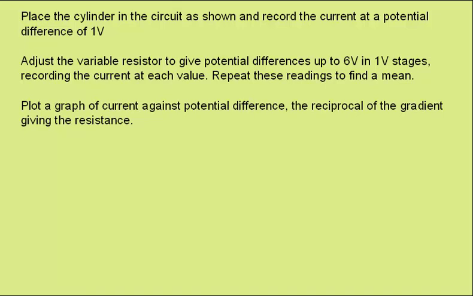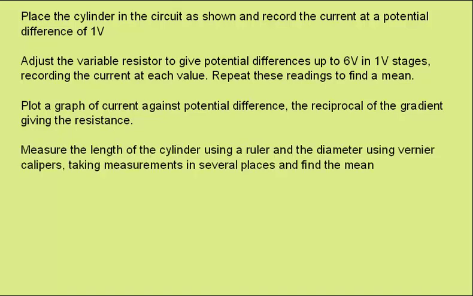We'd plot a graph of current against potential difference, and the reciprocal of the gradient gives us the resistance. Then we'd measure the length of the cylinder using a ruler, the diameter using vernier calipers, and for both we'd take measurements in several places to find the mean.